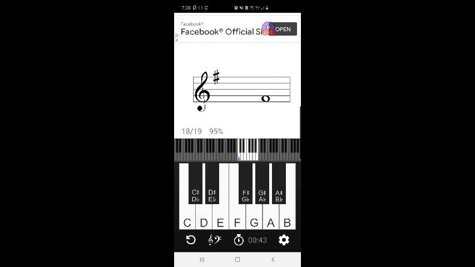D. F sharp. D. A. G. F sharp. A. E, not doing great here. A, B, E, G, F sharp, C, F sharp, A.